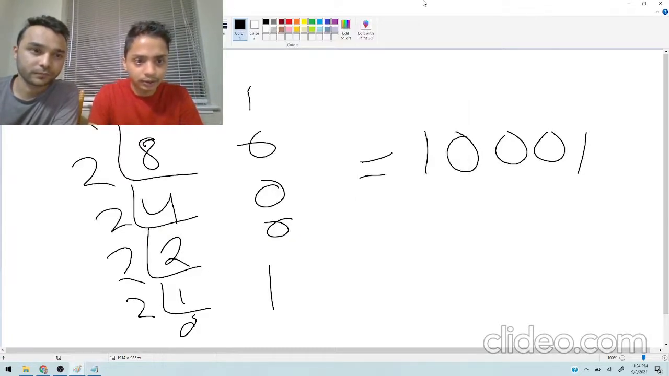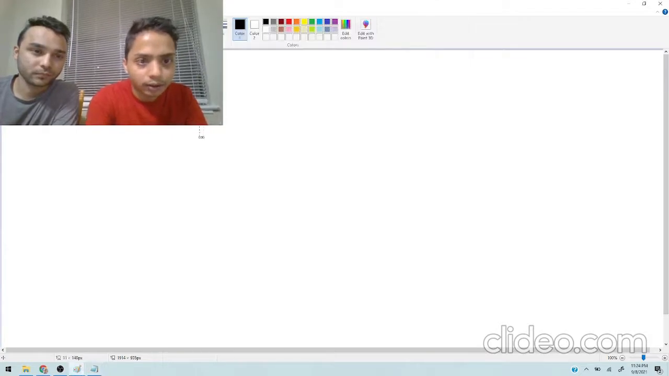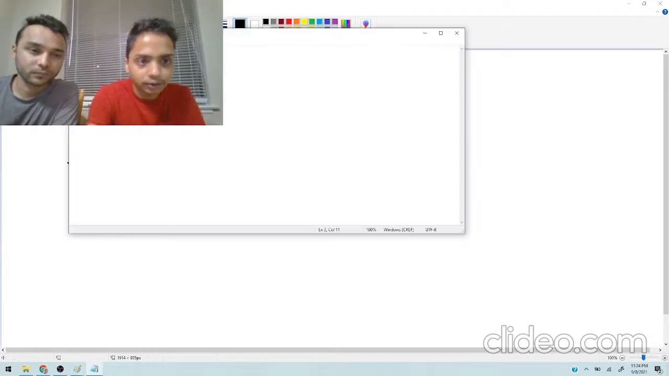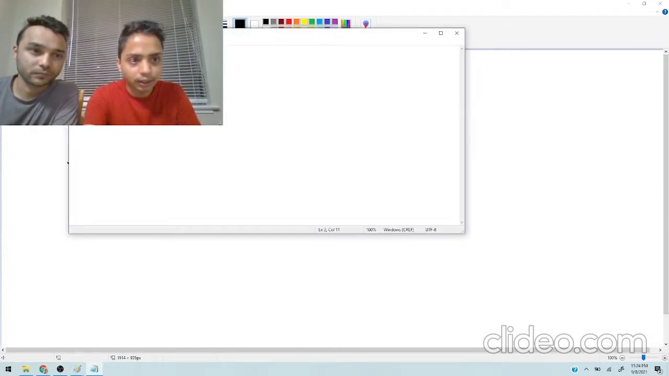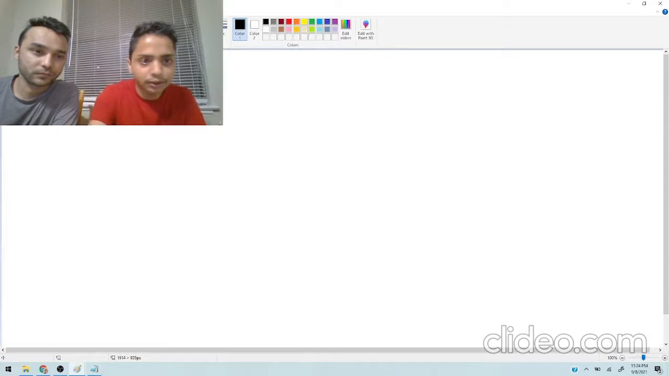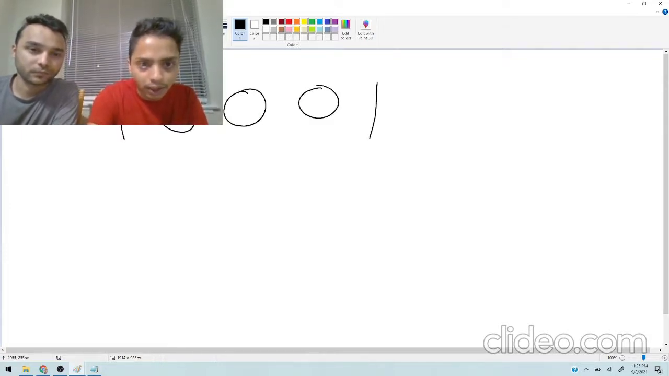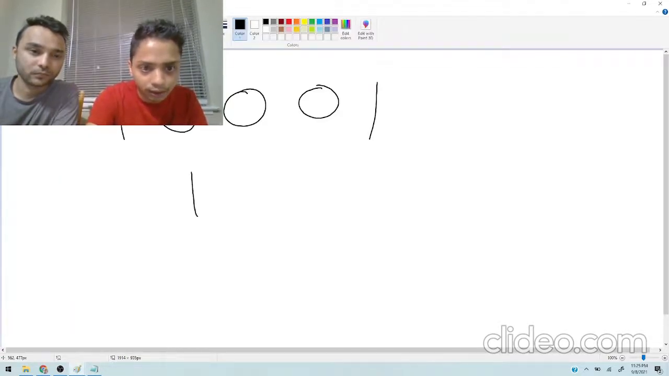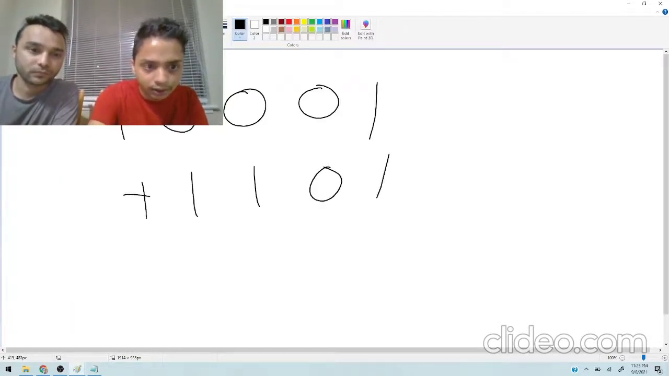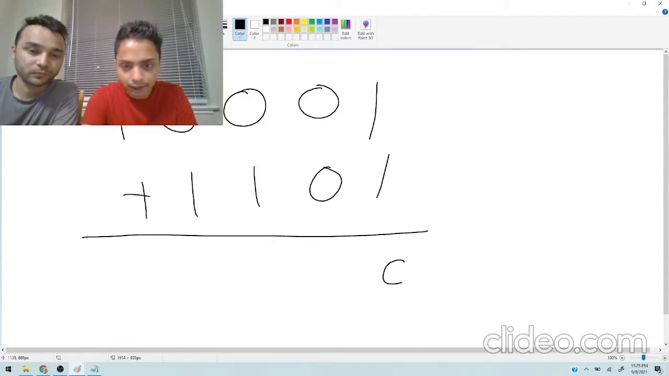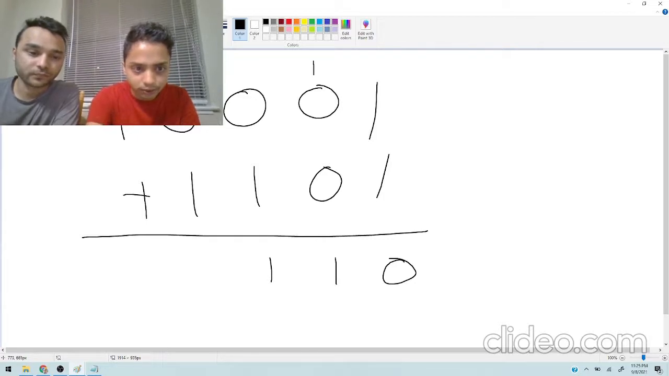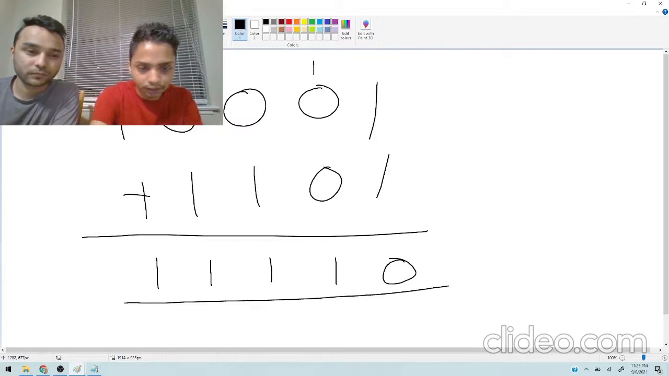Now we are adding these two numbers. We add 10001 and 1101. 1 and 1 would be 10, so the carry would be 1. Continuing this way, we get the answer.